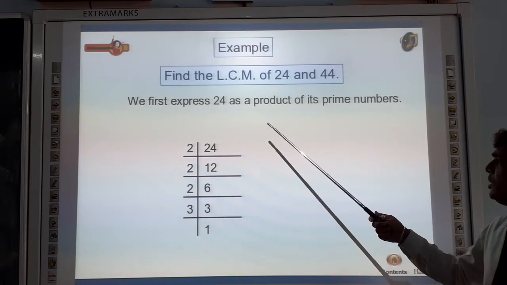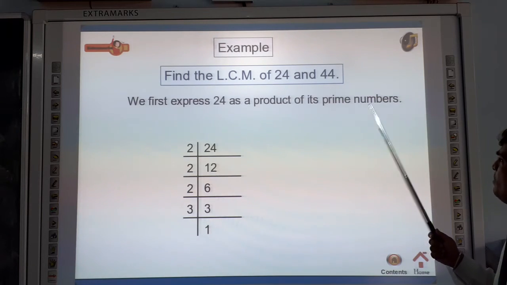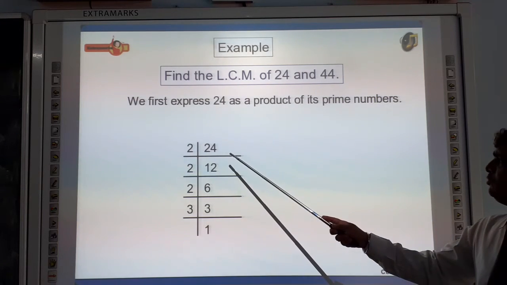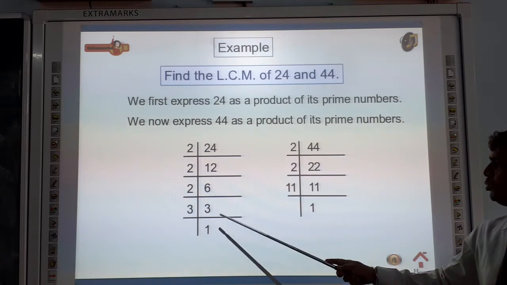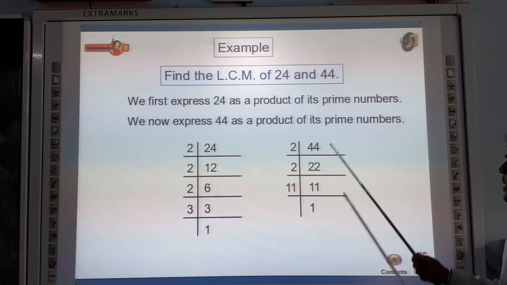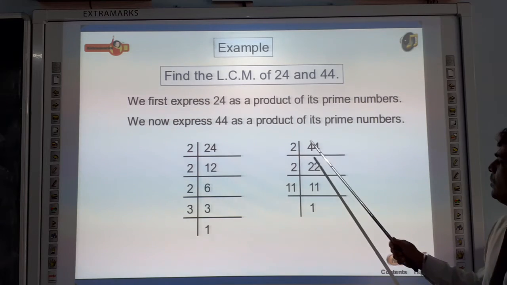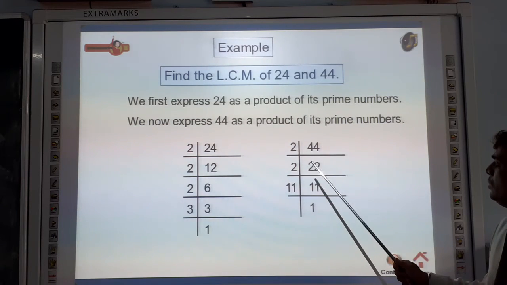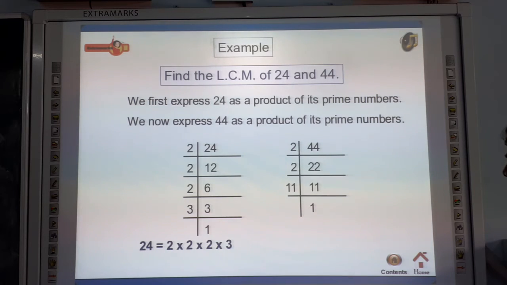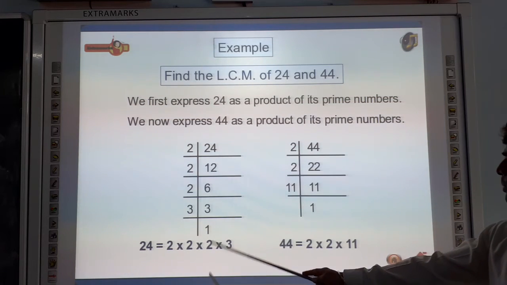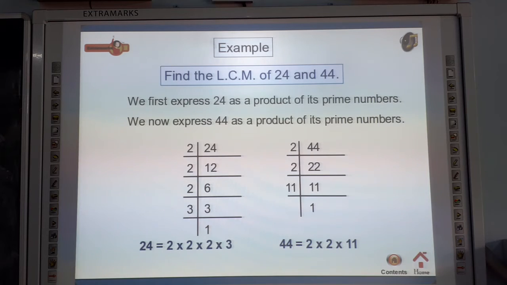We first express 24 as a product of its prime numbers. Factor of 24: 2 12s are 24, 2 6s are 12, 2 3s are 6 and 3 1s are 3. And 44: 2 22s are 44, 2 11s are 22 and 11 1s are 11. Factor of 24 is equal to 2 multiply 2 multiply 2 multiply 3 and factor of 44 is equal to 2 into 2 into 11. Look at this.